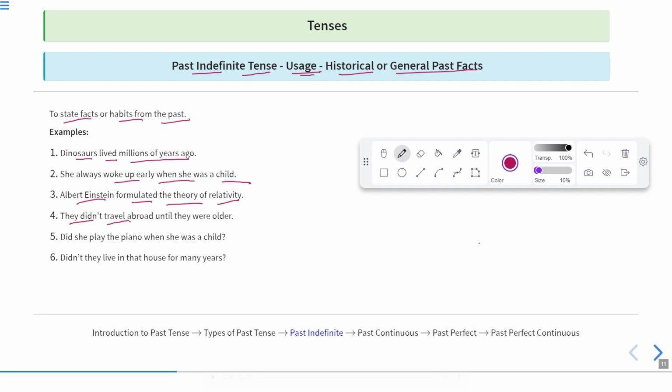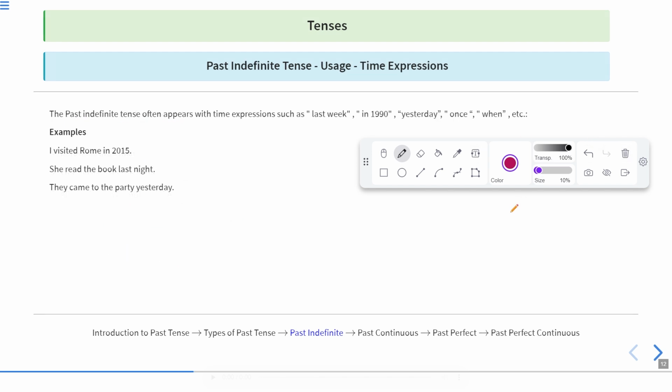They didn't travel abroad until they were older. Did she play the piano when she was a child? Didn't they live in that house for many years? So all these things show the time of the past. Okay, now let us move and see another usage of past indefinite.